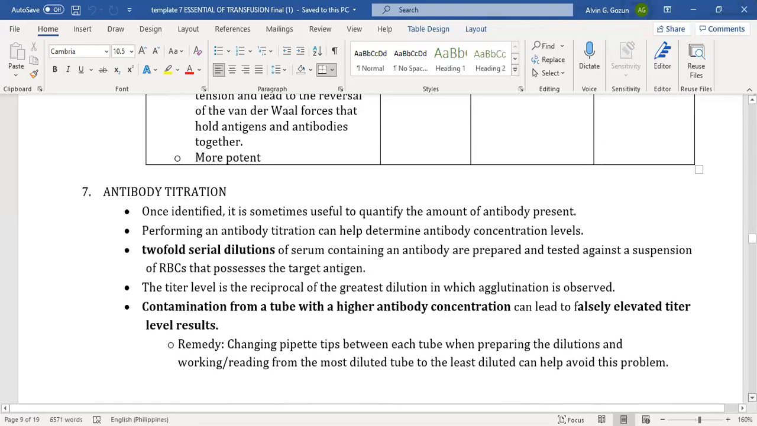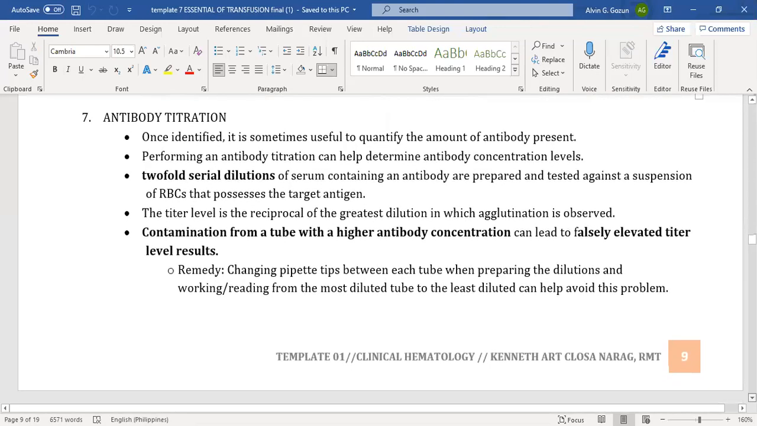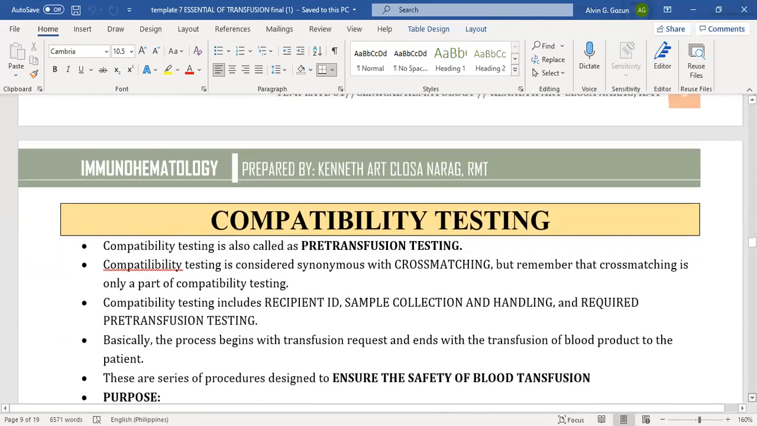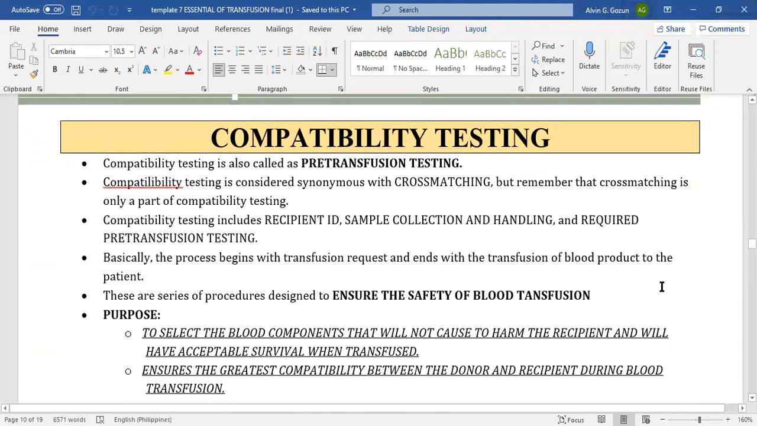So we can also do antibody titration, determine the antibody concentration. Okay? All right.